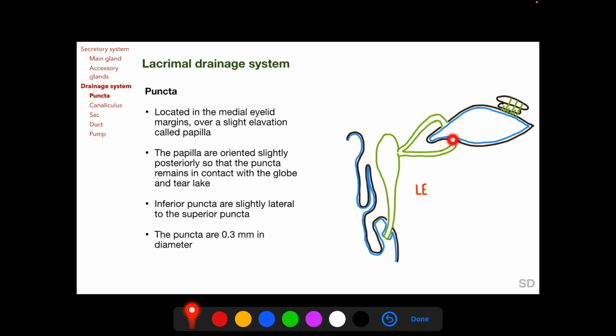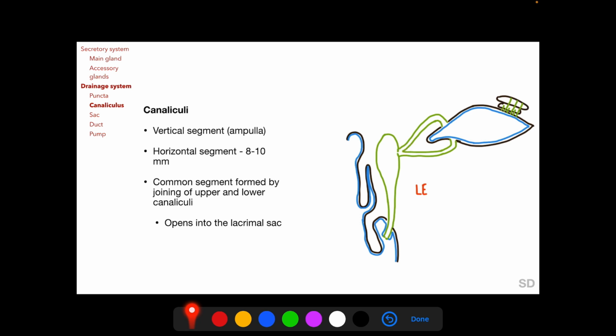The inferior puncta are slightly lateral to the superior puncta, and on average the punctal opening is 0.3 mm in diameter. The upper and the lower canaliculi both have a vertical portion and a horizontal portion. The vertical segment is also called the ampulla, and the horizontal segment is around 8 to 10 mm in length. A common segment or common canaliculus is formed by the joining of the upper and the lower canaliculi, and this common canaliculus opens into the lacrimal sac. Sometimes the common segment is absent and the upper and the lower canaliculi open into the lacrimal sac separately.